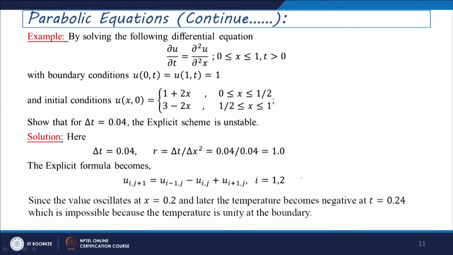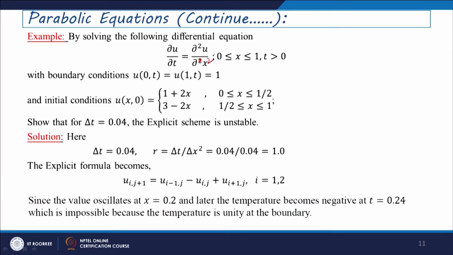For a practical example, if we apply this stability criterion and it is not satisfied, how that comes into the picture we will discuss in this example. So, let us go for the solution of this partial differential equation, which is in the form of ∂u/∂t equals ∂²u/∂x².